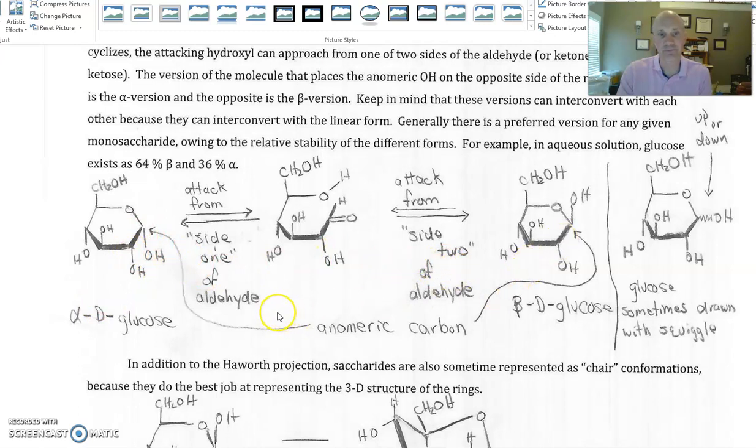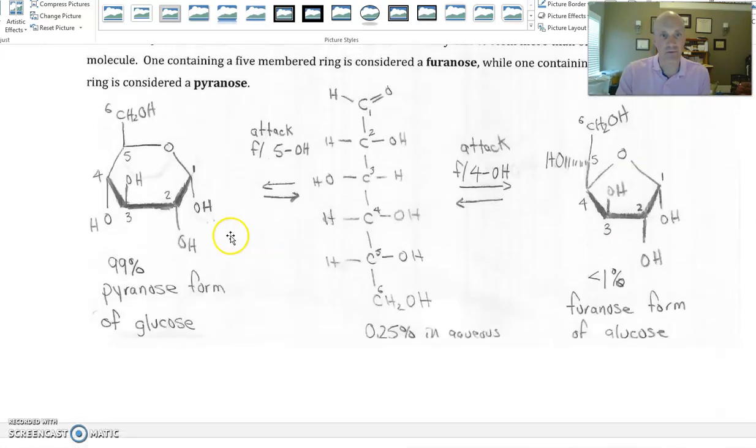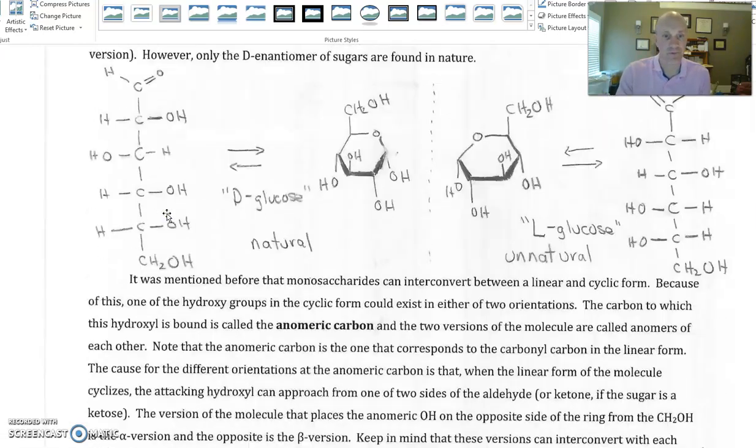So the thing is, if you have glucose dissolved in water, recall earlier we mentioned that you're going to have 99% of it that exists in this 6-membered variety. What makes this a little bit more complicated is that even though 99% of it is in this version right here, of that 99%, some of it's going to be in the alpha form and some of it's going to be in the beta form.